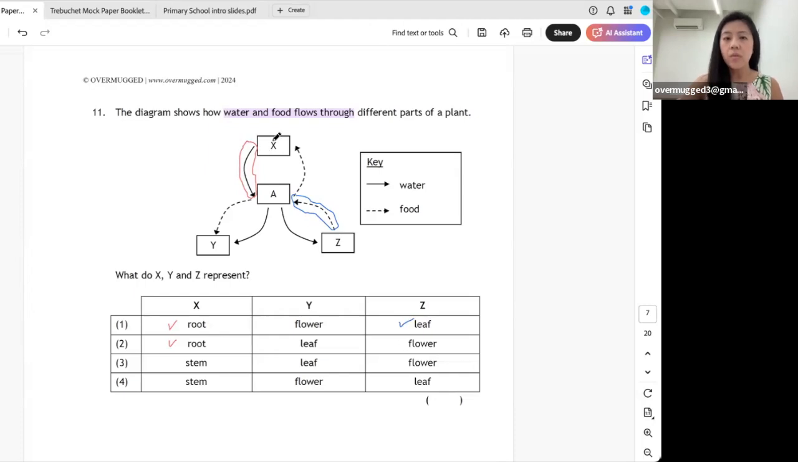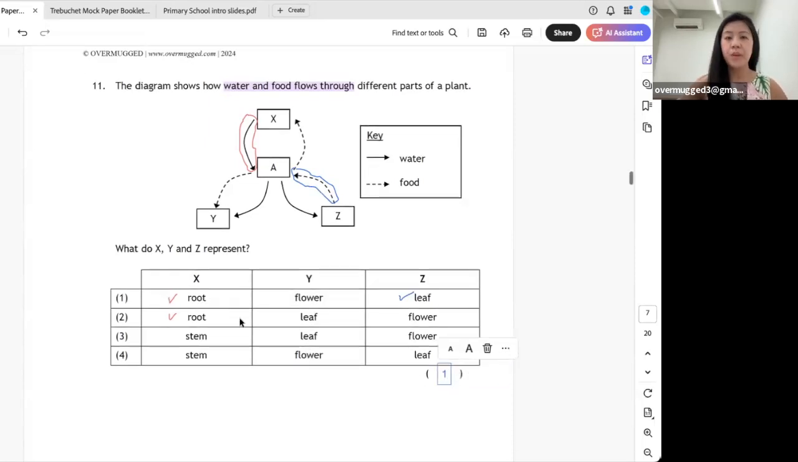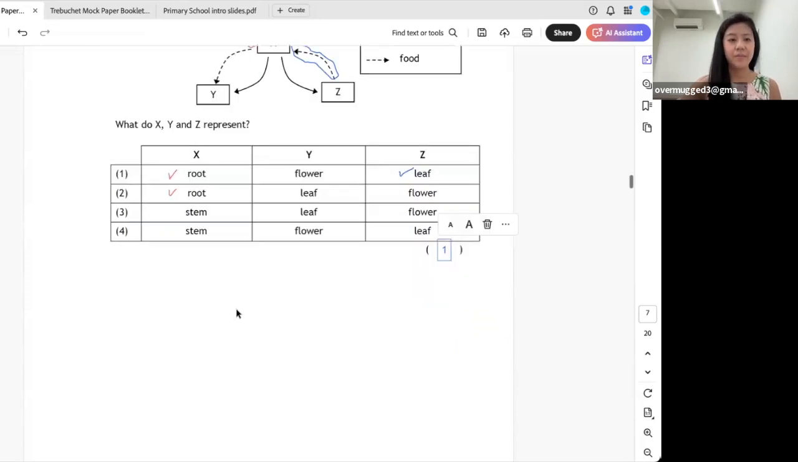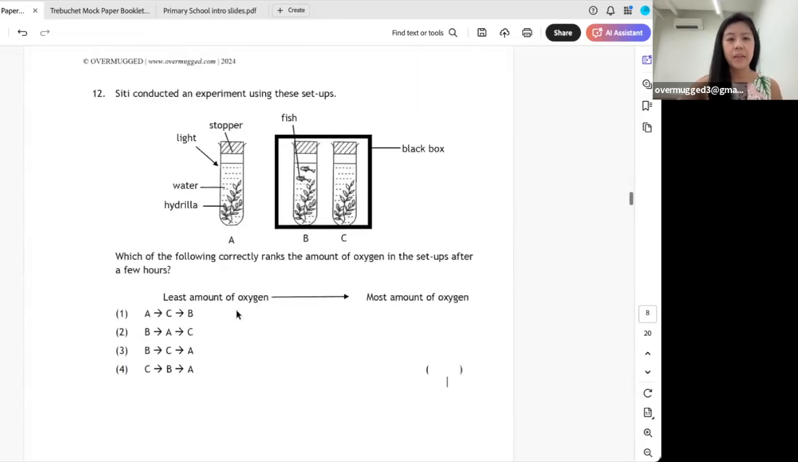And all this would be transported to other parts of the plants like your stem and your flowers or fruits if the fruits are already formed. All right, so with that, we can then identify our answer as 1. This will be related to your plant transport system, something you have learned in primary 5 again. Now, moving on to question 12.